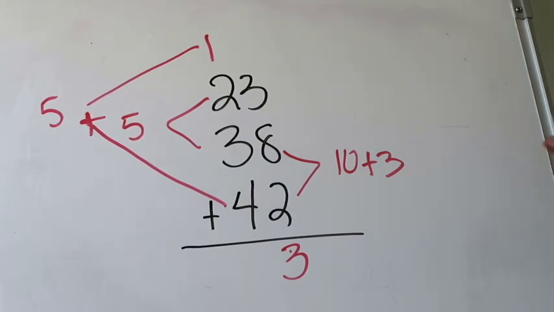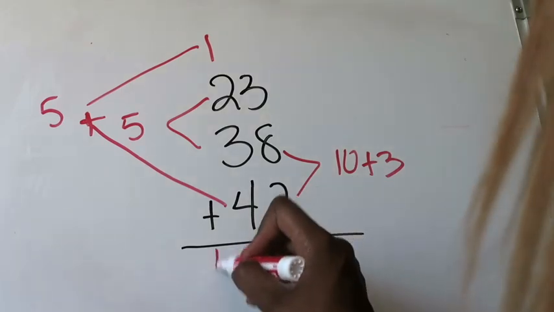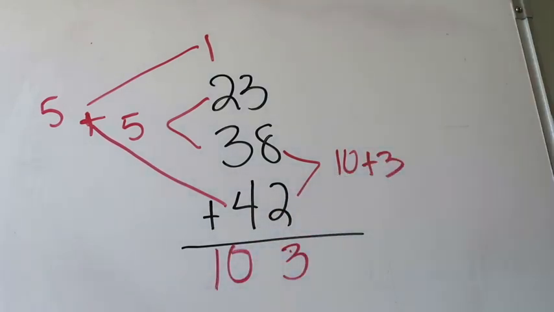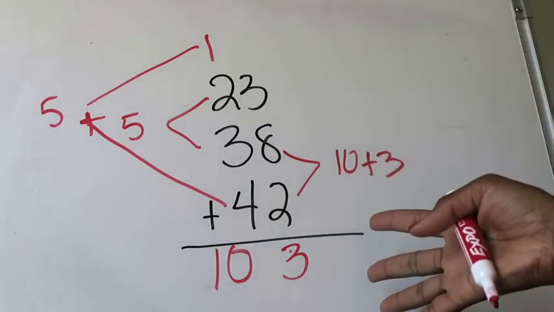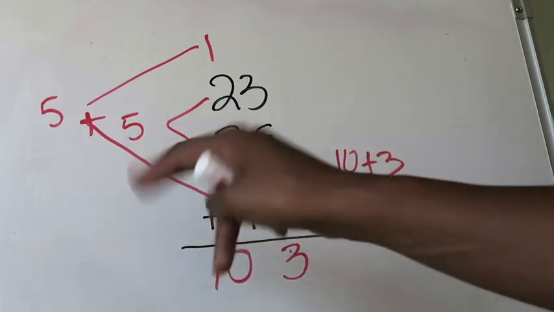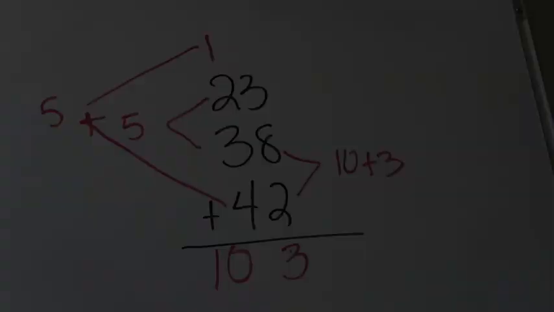And so since there's not another place value position to add, I can go ahead and bring down that 10 right there. And I've quickly solved 23 plus 38 plus 42. My sum for that would be 103. So it's always a good idea to look in your place value positions, check to see, can you make some 10s, and then go from there.